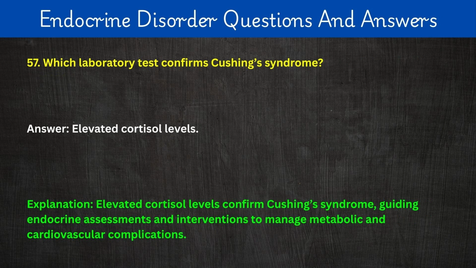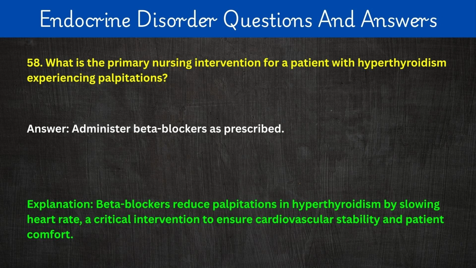57. Which laboratory test confirms Cushing syndrome? Answer: elevated cortisol levels. Explanation: elevated cortisol levels confirm Cushing syndrome, guiding endocrine assessments and interventions to manage metabolic and cardiovascular complications.